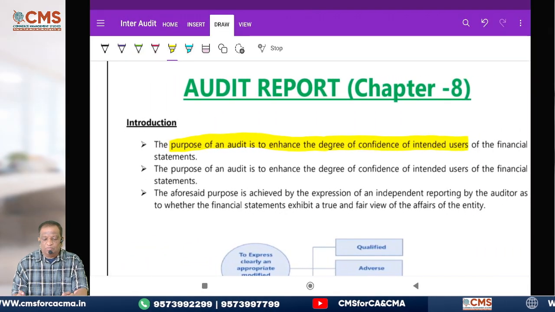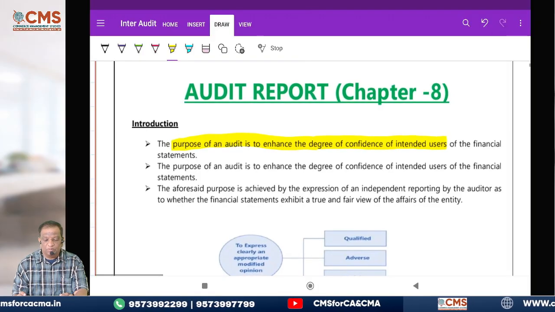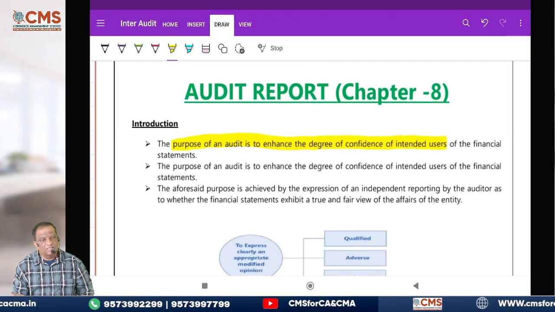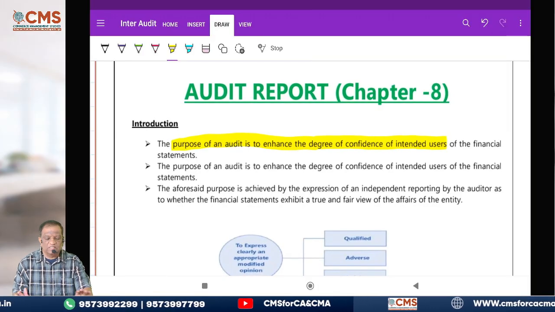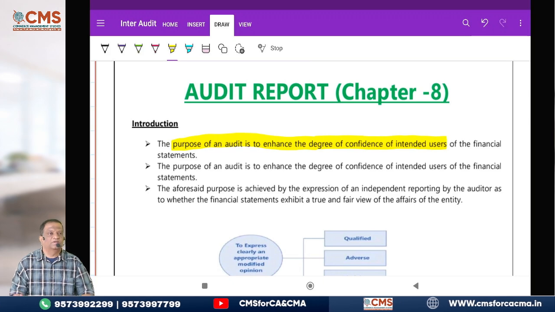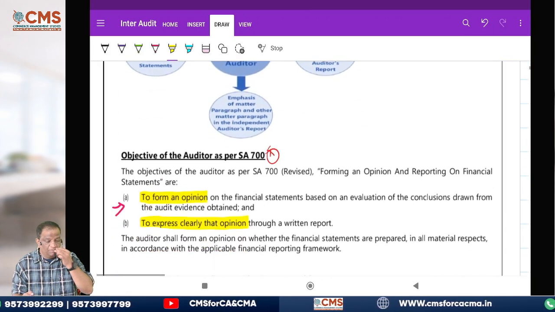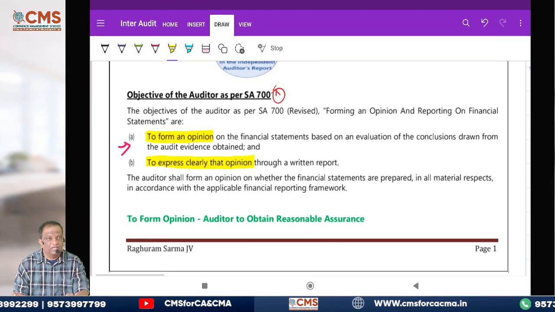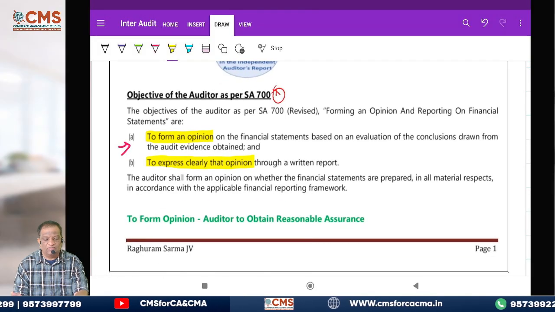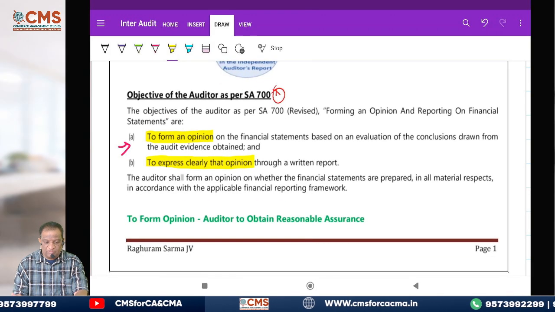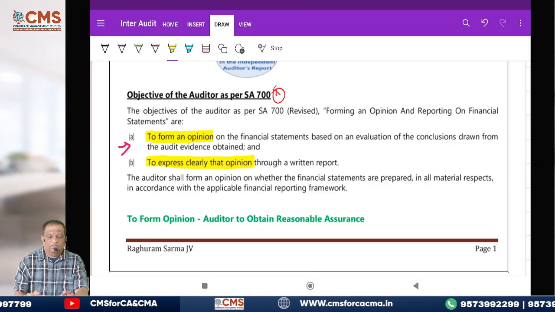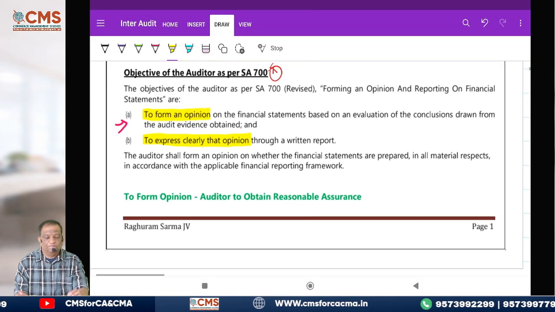In this audit report, basically we have reporting standards, that is the 700 series, and then CARO. So this is what is spelled out in this chapter, audit report. If we go directly to it, it starts with SA 700 first, and then SA 705, 706, 710, 720. That's how it goes on. Now, SA 700 to begin with.